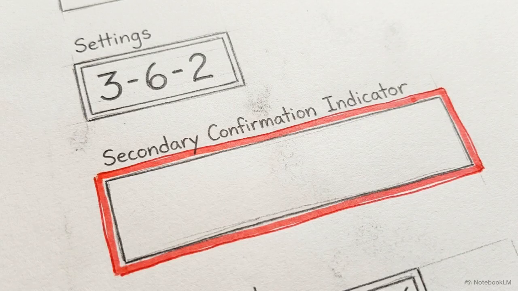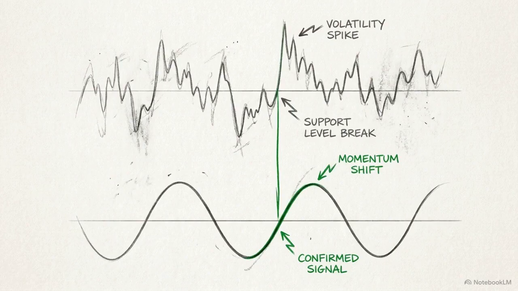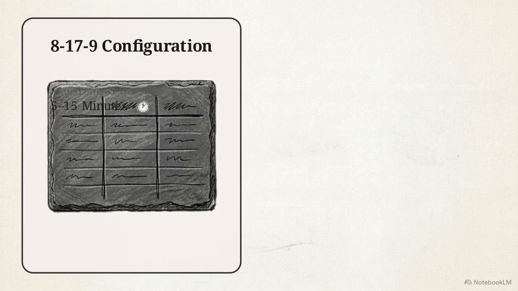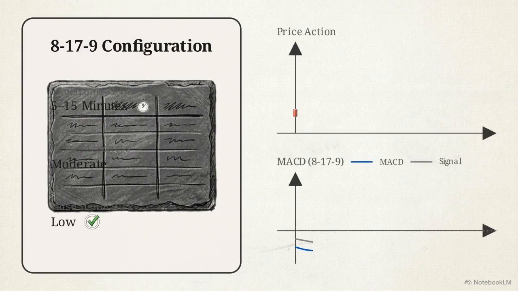Calibrating the indicator's speed to your specific time frame is only half the battle. Surviving that increased speed requires a mandatory momentum filter to verify those signals. This comparison matrix breaks down the alternatives, starting with the 8-17-9 setting. Calibrated for 5 to 15-minute charts, the shorter look-back periods provide a faster crossover signal.